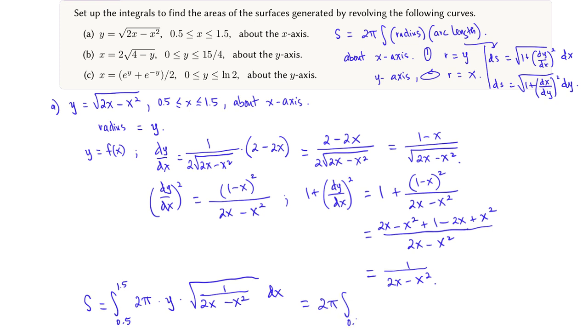2 pi is a constant multiple. We can move it to the front of the integral. Y is given in terms of x, the square root of 2x minus x squared. The square root of 1 is 1 over the square root of 2x minus x squared. But, so the square root of 2x minus x squared canceled out. And so we end up with 2 pi, the integral from 0.5 to 1.5 dx. So not only did we set up the integral, but we simplified it.